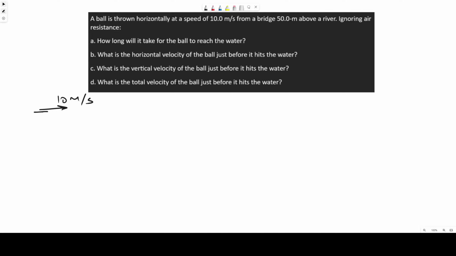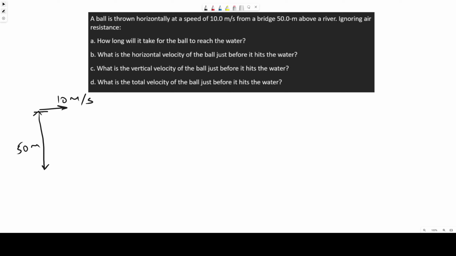All right, so we know it goes straight at 10 meters per second, it goes from a bridge, and of course a bridge is at a height, okay? And we know that the bridge height is 50 meters above a river. So we know the height of the bridge is 50 meters right here. Okay, ignoring air resistance, the question asks how long would it take for the ball to reach the water. So this is a simple example of how much time will it take for it to just land or hit the ground.